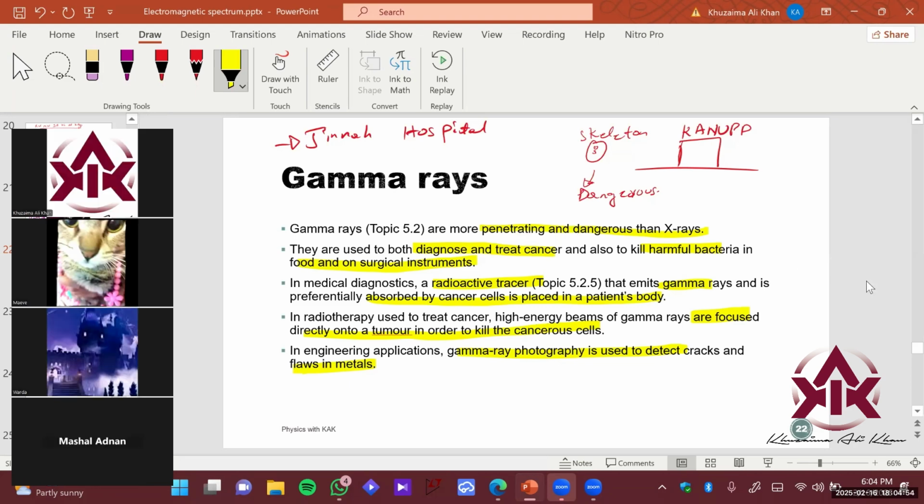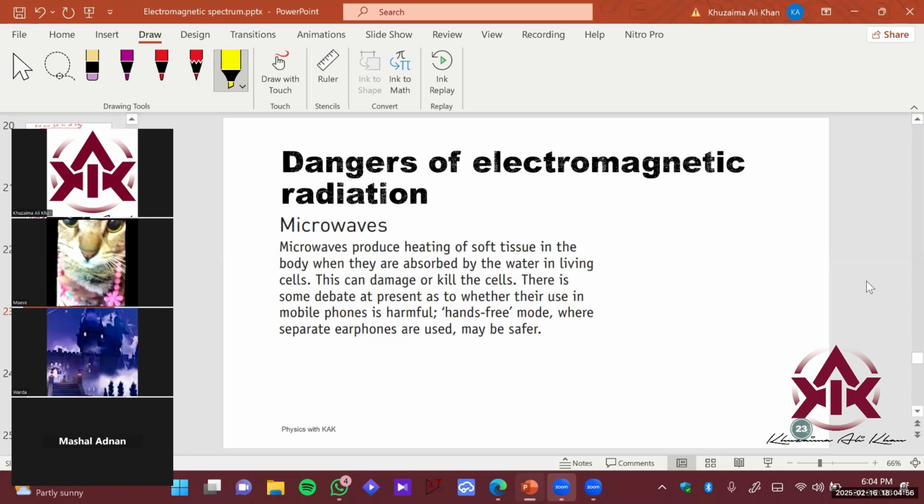That's good. Now I'm just going to briefly go through the dangers of these electromagnetic radiations. Again, everything is useful, but in a certain quantity. If you overexpose or overuse a certain radiation, it is harmful. So how is microwave harmful? If you are overexposed to microwaves, it can produce heating of soft tissue in the body, and this can damage or kill the cells.